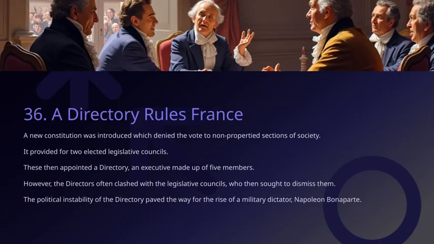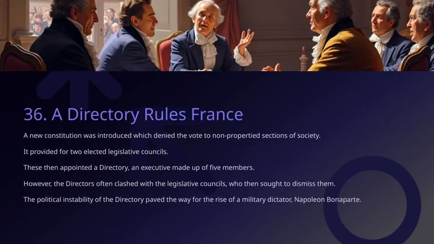After the turmoil of the revolution, a new constitution was introduced. This constitution, however, restricted voting rights, denying the vote to non-propertied sections of society, which meant that only those with property could participate in elections. It also established 2 elected legislative councils, which were responsible for making laws. These councils then appointed a 5-member executive body called the Directory.